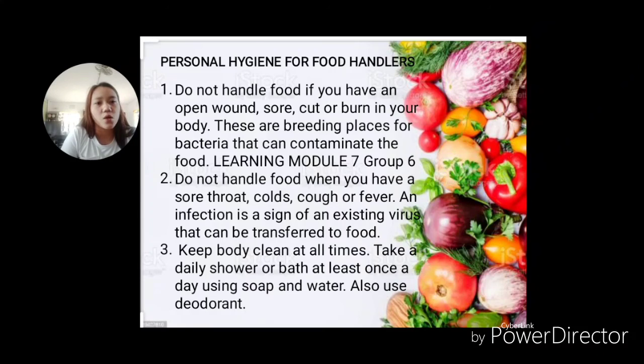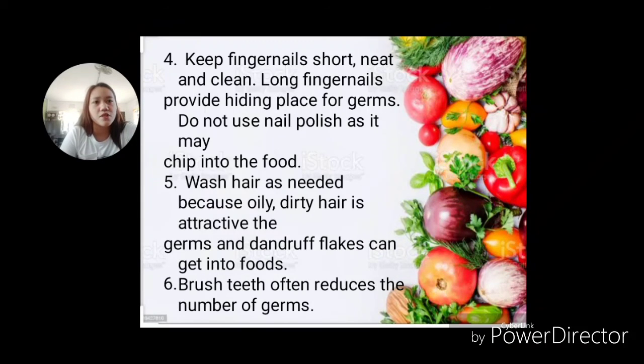Keep your body clean at all times. Take a daily shower or bath at least once a day using soap and water. Also use deodorant. Keep fingernails short, neat, and clean. Long fingernails provide hiding places for germs. Do not use nail polish as it may chip into the food. Wash hair as needed because oily, dirty hair attracts germs and dandruff flakes can get into food. Brush teeth often to reduce the number of germs.